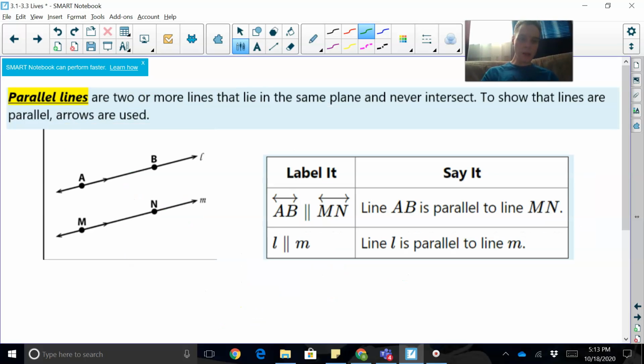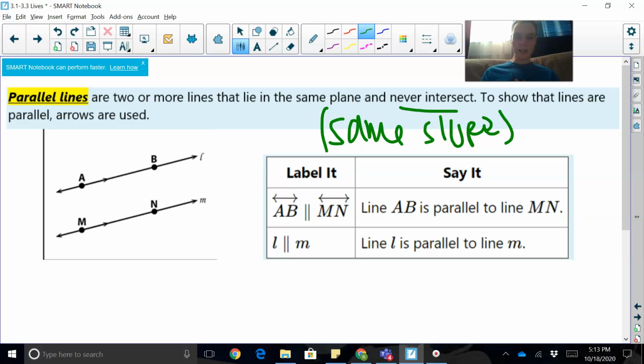Okay, parallel lines are two or more lines that lie in the same plane and never intersect. You also remember in the prelude, they have the same slope. To show that lines are parallel, arrows are used. So notice here, let me highlight those arrows for you. See here the arrows, within the line, not at the ends of the line, but on the line. So this means that line AB is parallel to line MN, or line N is parallel to line M.